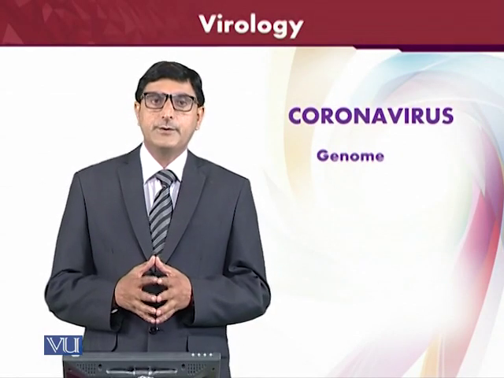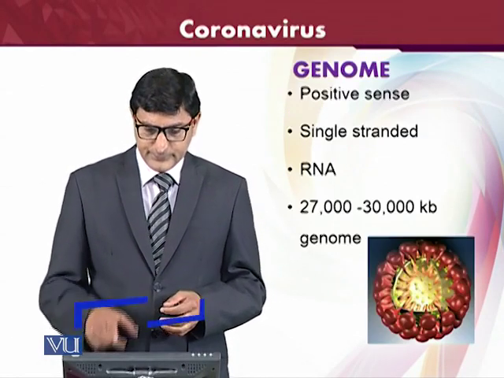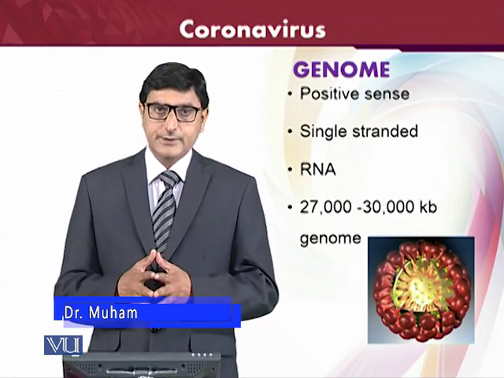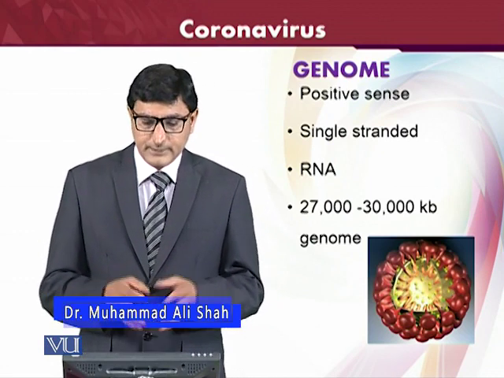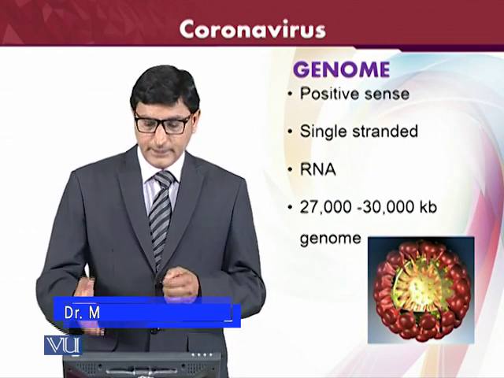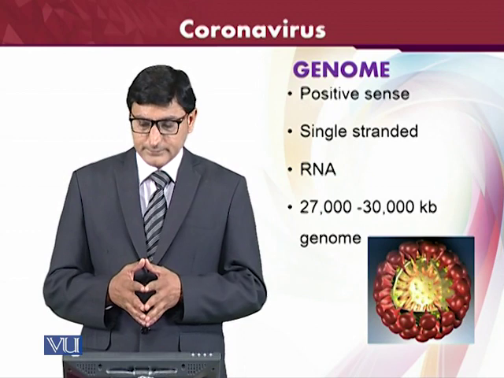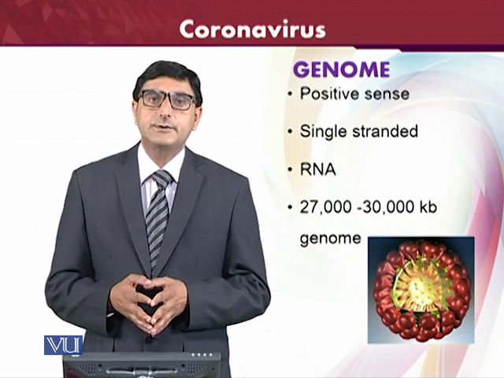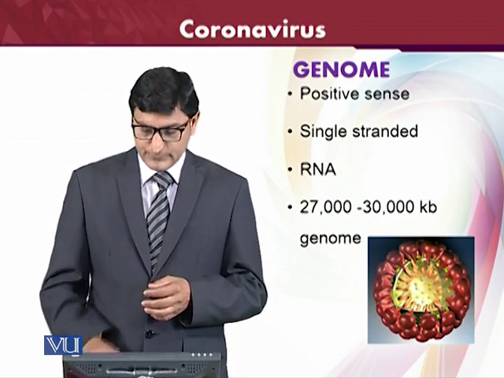The genome of the coronavirus: they are RNA viruses, positive-sense, single-stranded RNA viruses. The size is about 27,000 to 30,000 bases of the genome. And it's clear how it looks like. It has spikes, just like the other viruses, and we will study its genome in detail.